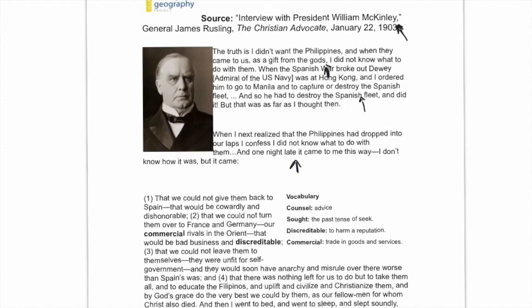In the second paragraph, another event is referenced, and you see it down here where he says the Filipinos would soon have anarchy and misrule over there worse than Spain's was. So he's referring to an event. Gives us a clue about what his opinion was of the Spanish colonization and control of the Philippine Islands.